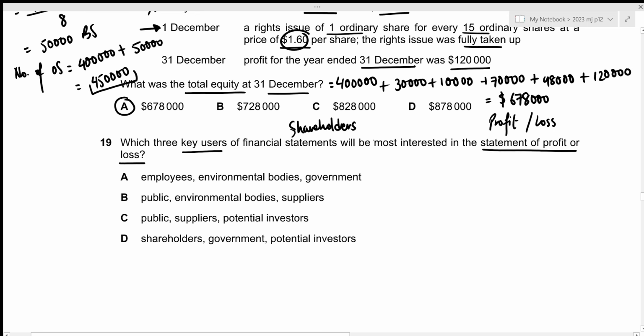Then the second stakeholder that will be interested in the profit or loss is going to be our government because each company will have to provide a certain percent of their profit or loss as tax to the government. So the second stakeholder is our government. Then the third stakeholder that will be interested in our profit or loss is the potential investors. Because people like to know whether or not the company is performing good before they actually invest in the company itself. So we're looking for shareholders, government, and then potential investors, which is given in option D. Let's move towards the 20th question.